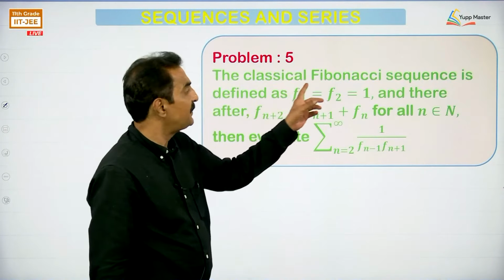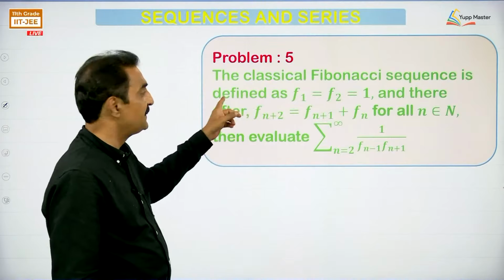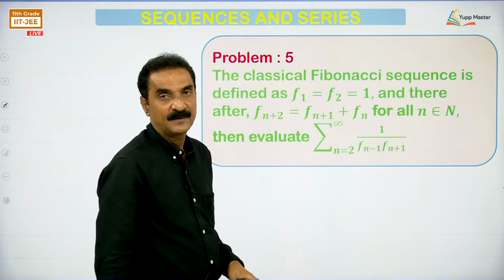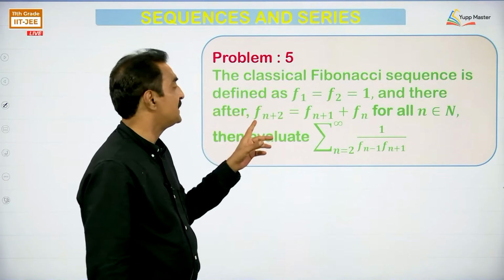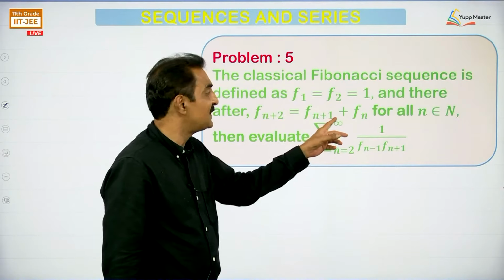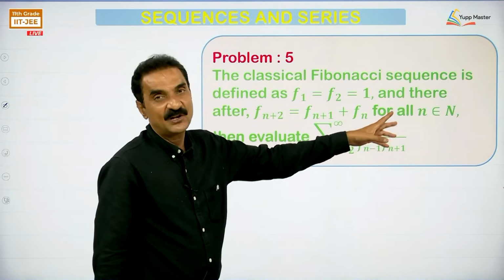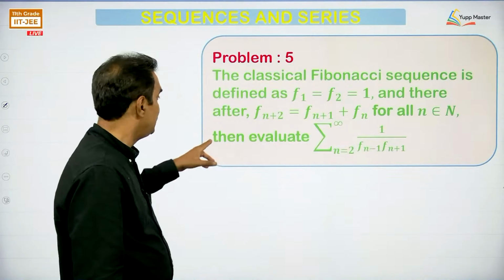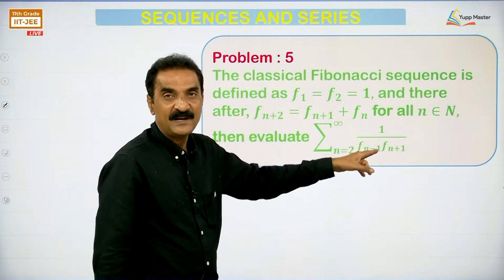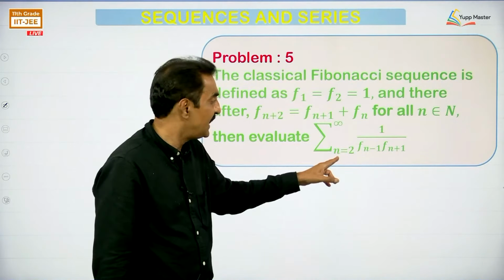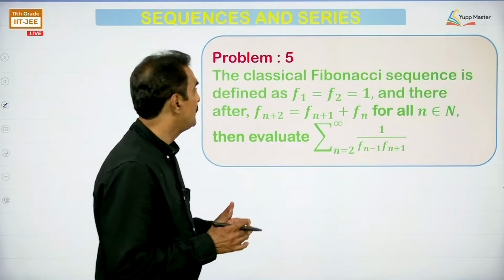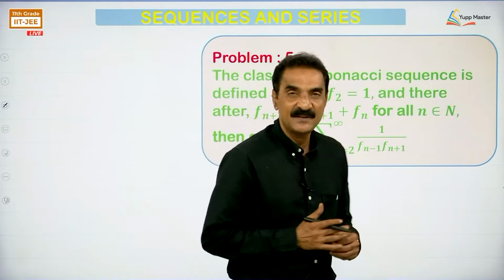The classical Fibonacci sequence is defined as f1 is equal to f2 is equal to 1, and thereafter f(n+2) is equal to f(n+1) plus f(n) for all natural numbers n. Evaluate the summation 1 by f(n-1) into f(n+1), where n varies from 2 to infinity. All of you must be familiar with the Fibonacci sequence.